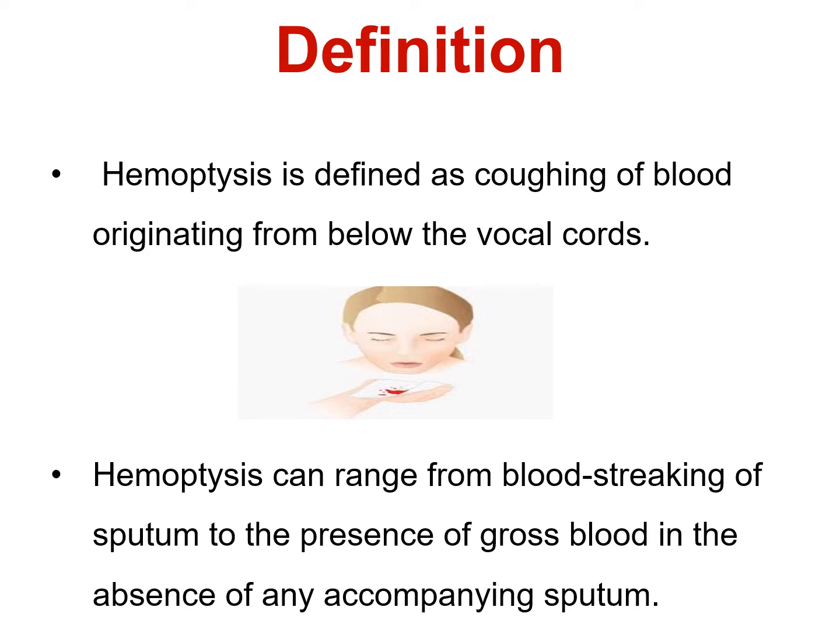As a regular definition, haemoptysis is defined as coughing of blood originating from below the vocal cords. The most important phrase in the definition is below the vocal cords, because bleeding from above the vocal cords is defined as false haemoptysis, which is usually due to ENT causes, but true haemoptysis is coughing of blood originating from below the vocal cords. Haemoptysis may present as blood-tinged sputum.